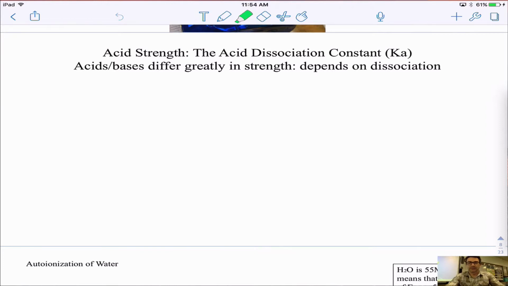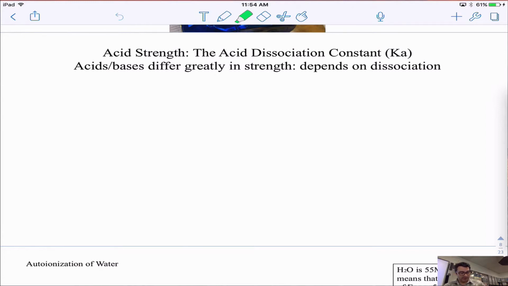Welcome everybody. Today I wanted to talk to you about pH and also acid strength, but mainly pH. But before we get into pH, let's talk a little bit about acid strength. When we look at acids and bases, there are some that are strong and some that are weak. All this depends on how much they dissociate or ionize.